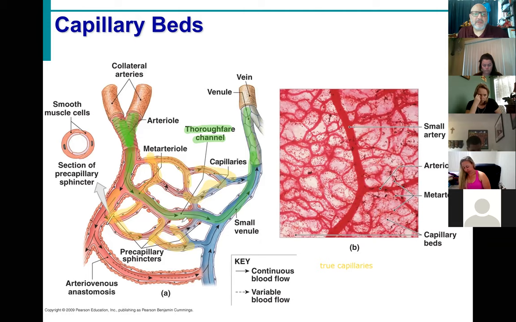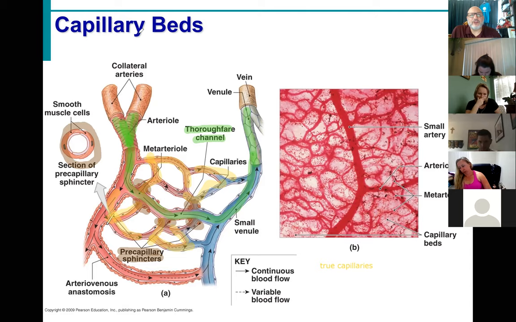But I want you to notice something else about these true capillaries. On these true capillaries, and I'll use brown for this, there are little pieces of smooth muscle that wrap around the openings to our true capillaries. And these are known as our pre-capillary sphincters. These pre-capillary sphincters, as we see from the picture over here, are smooth muscle that wraps around the entryway to the true capillaries. And what it allows us to do is regulate flow through them.